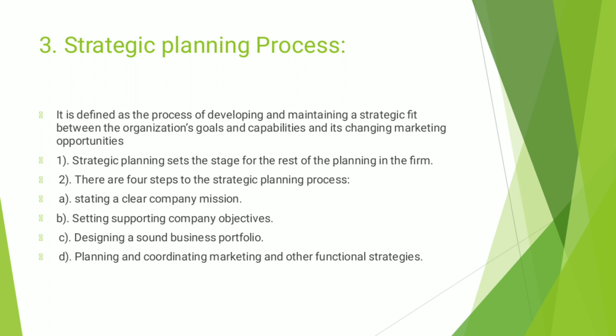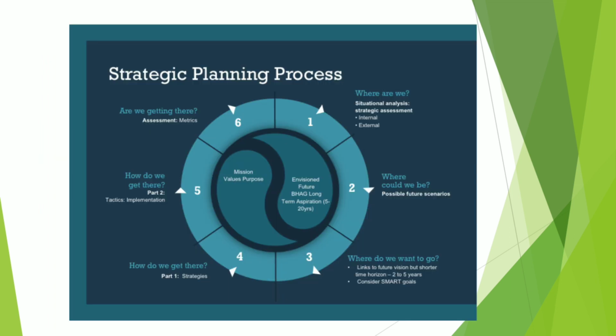There are 4 steps to the strategic planning process. Starting with a clear company mission, setting supporting company objectives, designing a sound business portfolio, planning and coordinating marketing and other functional strategies.